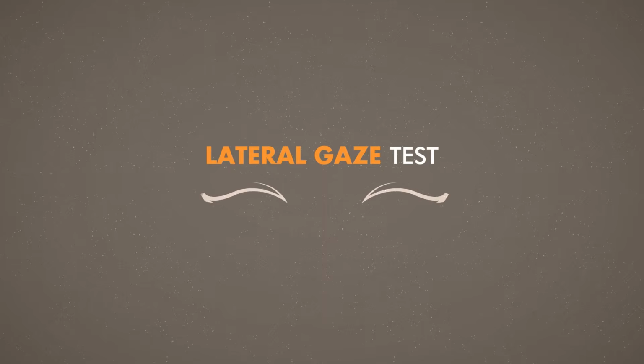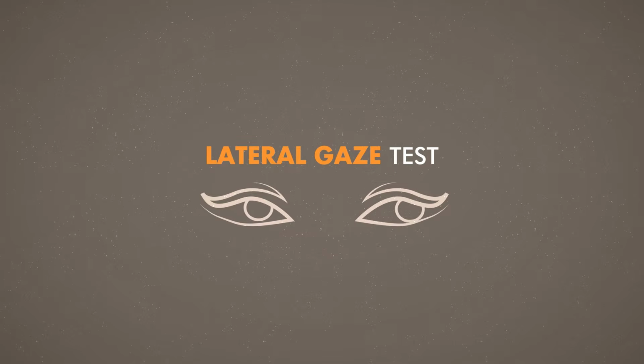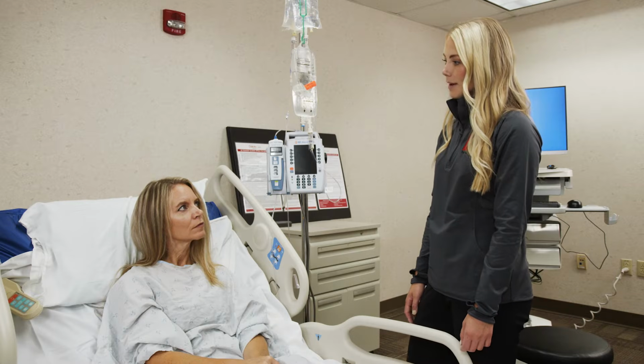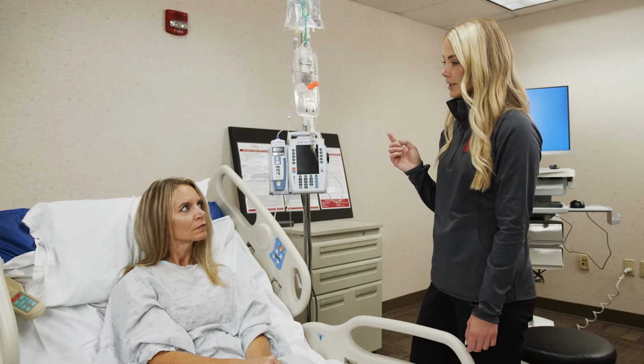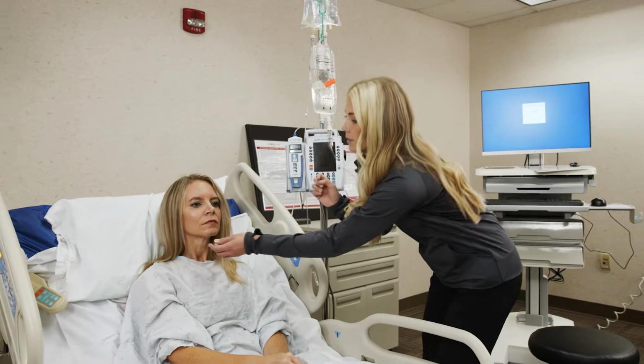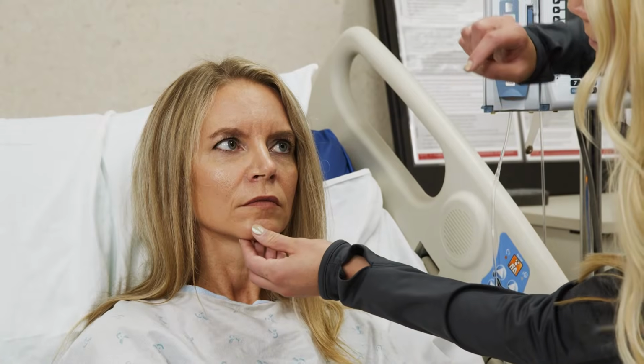Next, we are going to test the patient's lateral gaze. Lateral gaze evaluates the eye's ability to move horizontally to the left and right. Patients may have difficulty following lateral gaze instructions and attempt to move their face left to right. Therefore, it is recommended to gently hold their chin steady while you have them use only their eyes to follow your fingers from side to side across their horizontal view.